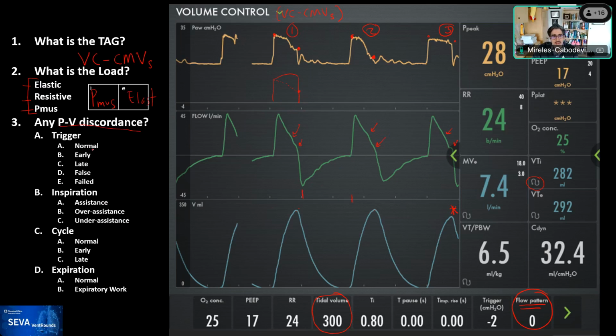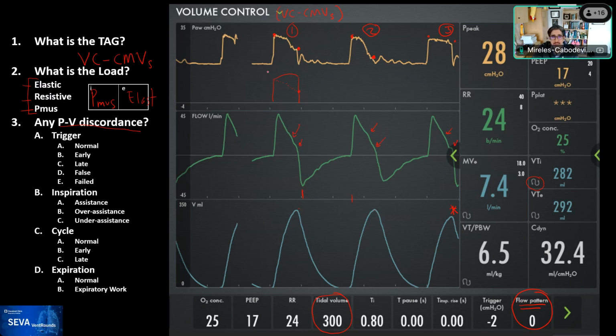All righty. So now for the PV discordance. Let's start with the trigger. Is it normal, early, late, false, or failed? Excellent. So this is great. So who triggered the breaths? Breaths 1, 2, and 3. Is it triggered by the patient or the machine?